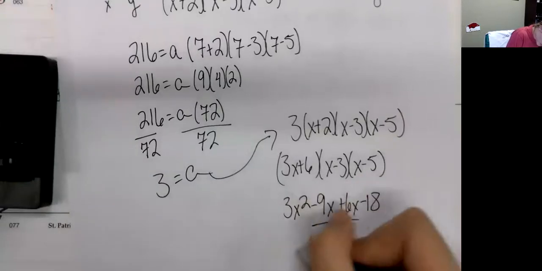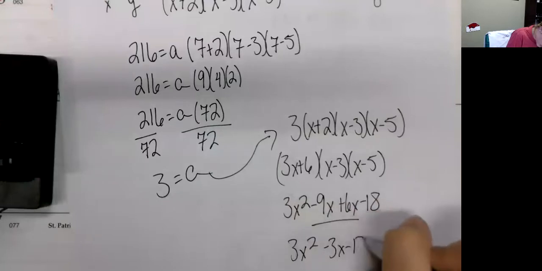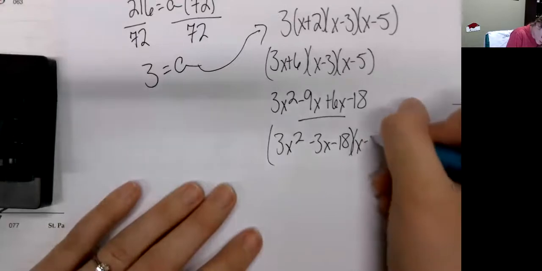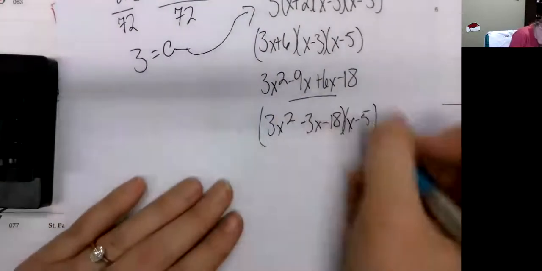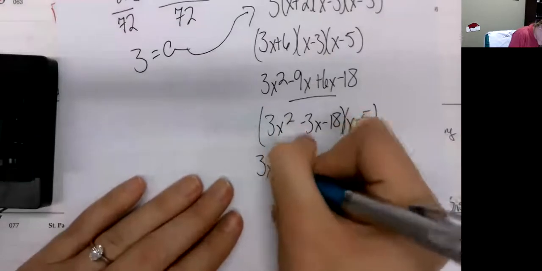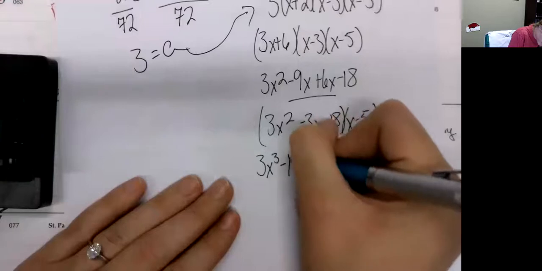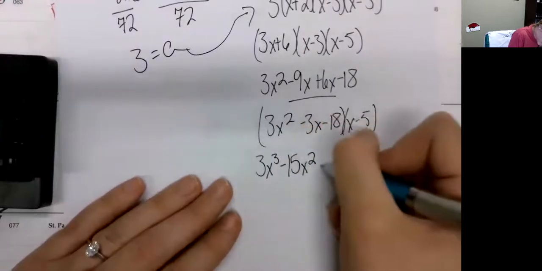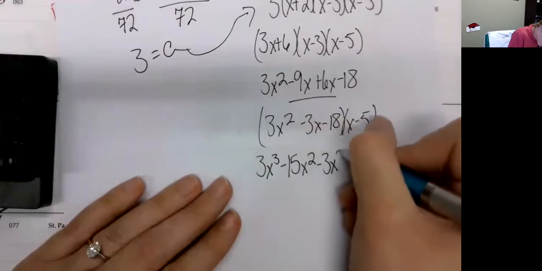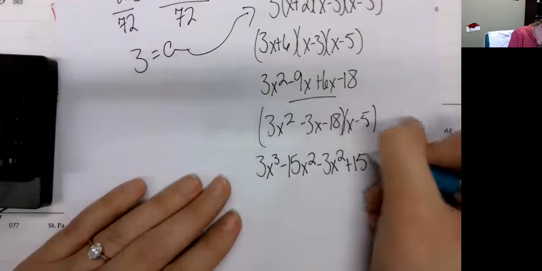Simplify. So 3x squared, subtract 3x, subtract 18, times x, subtract 5. 3x times x would be 3x cubed. 3x times a -5 would be subtract 15x squared. -3 times x, so -3x squared. -3x times -5 plus 15x.